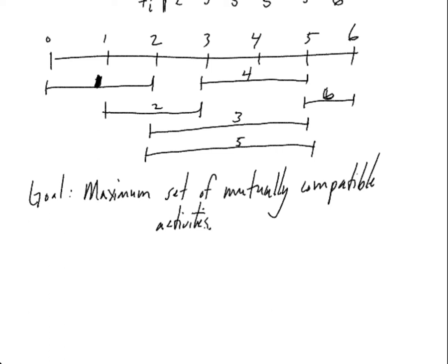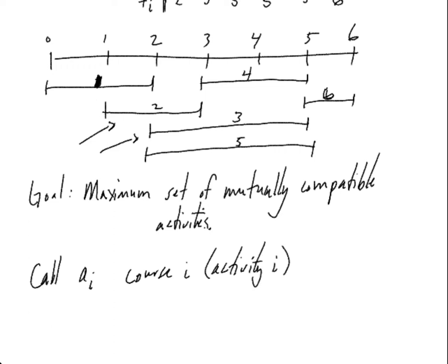So, for example, activities 2 and 3 are not mutually compatible. They overlap, so they can't both use the lecture hall. So we want to find the maximum number of courses that can use the lecture hall, the maximum set of mutually compatible activities. We are going to call A_i course i, or activity i. So A_i is the ith activity.